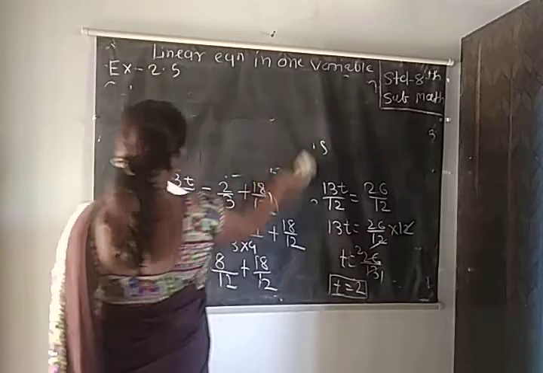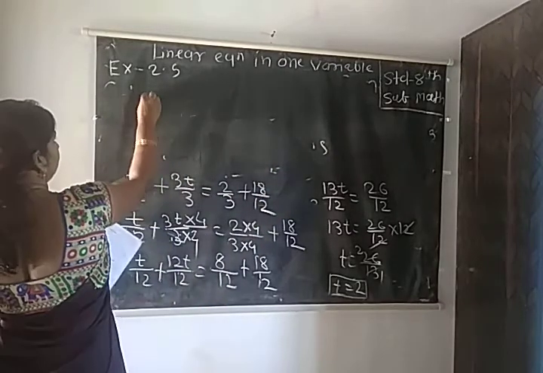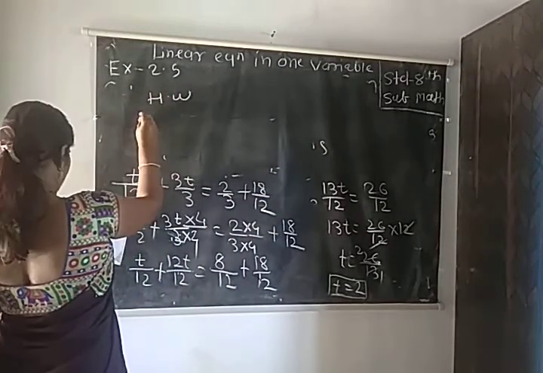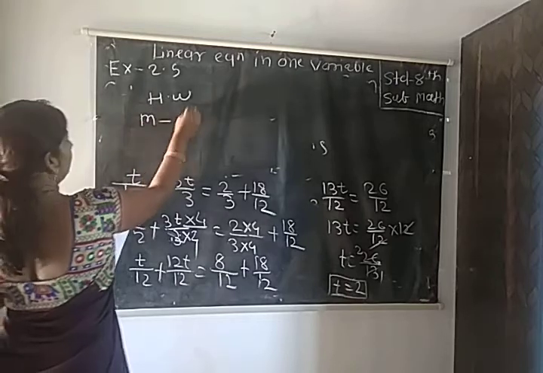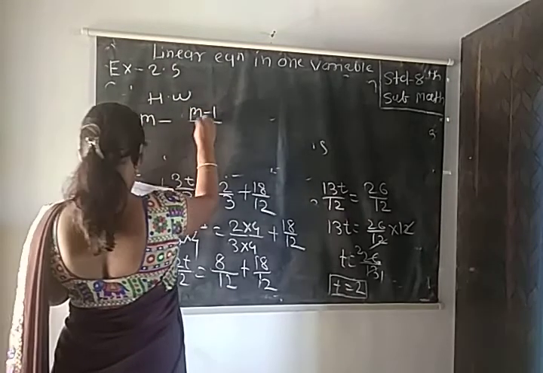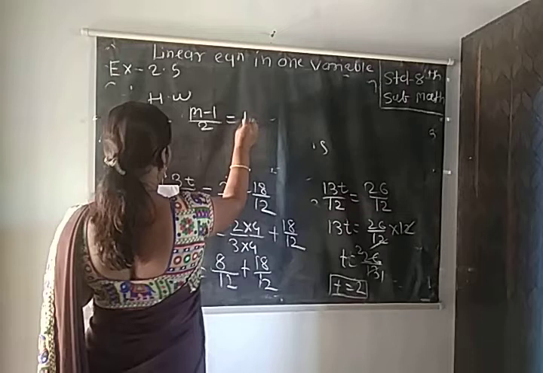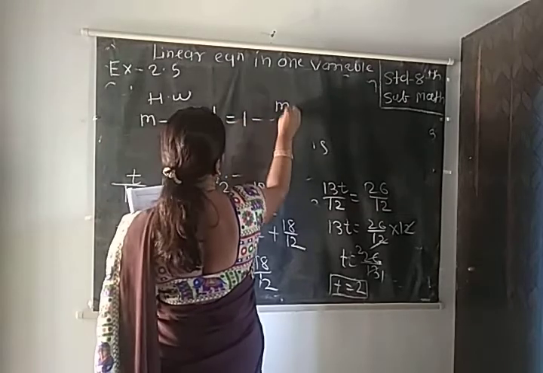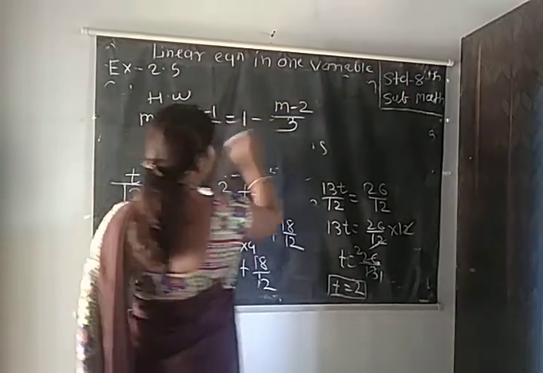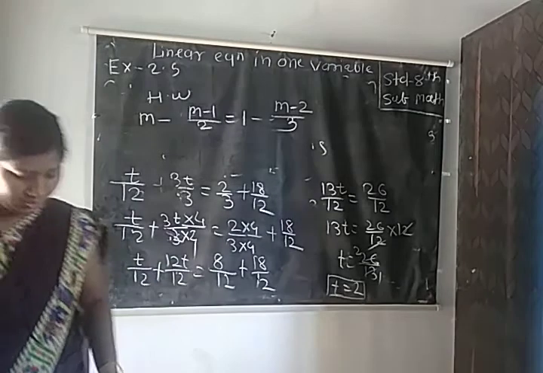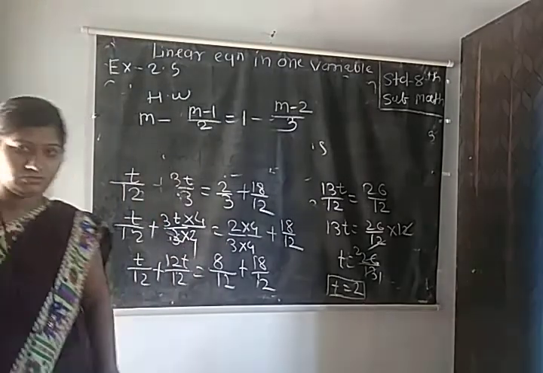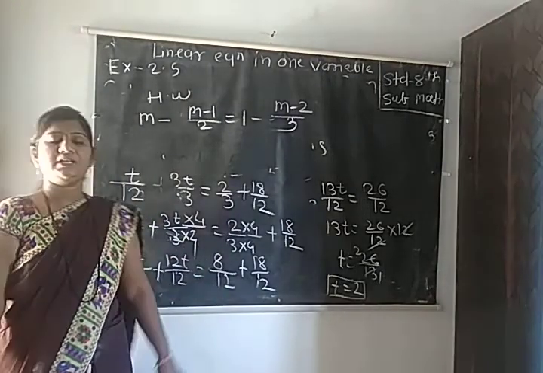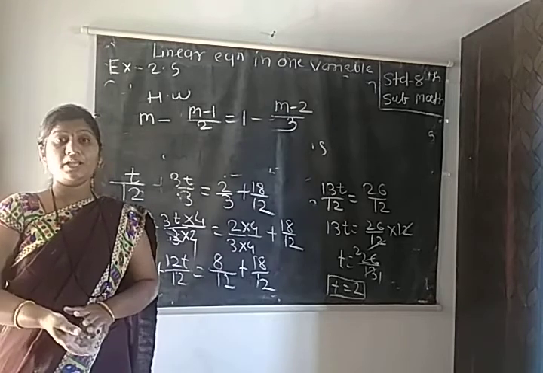And your homework example: (m minus 1) upon 2 is equal to 1 minus (m minus 2) upon 3. This is your homework example. So today we stop here and the remaining part of this exercise we'll discuss in the next video. Thank you.